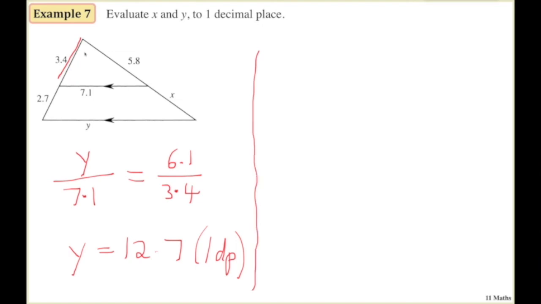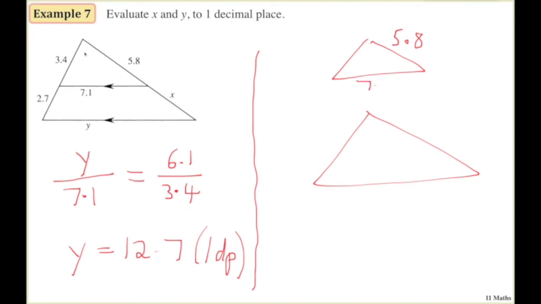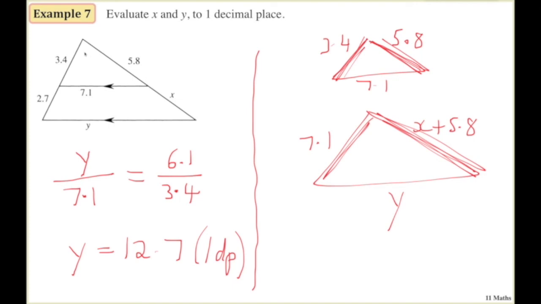Now x is a bit trickier to find because I could go down this track. Now, this is not the way I'm going to do it. I'm going to erase something, but I could do this. I could draw two triangles and I could say 5.8, 7.1, 3.4. This distance is y, which I know is 12.7 now. This one's x plus 5.8. This one's 2.7 plus 3.4. And I could start doing x plus 5.8 over 5.8 equals 7.1 over 3.4. And that would all work perfectly. But I don't want to do that.